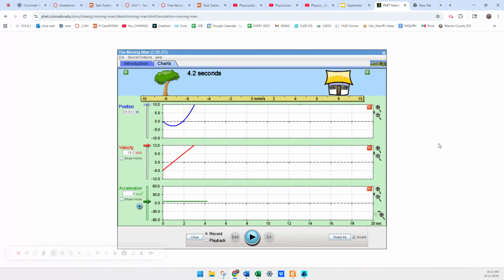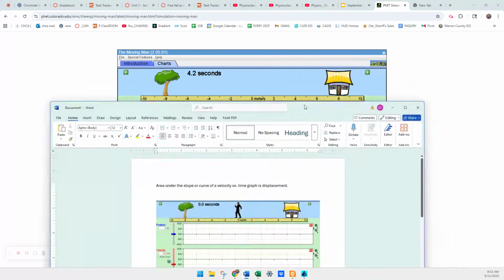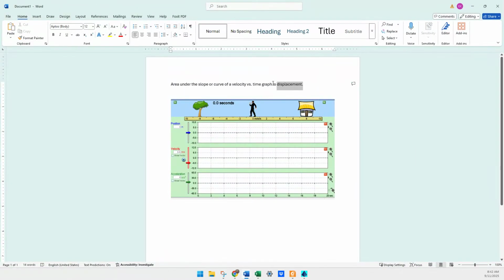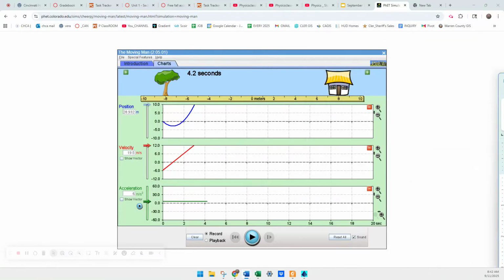All right, so the purpose of this video is to talk a little bit more about displacement and the area under a curve when we're dealing with displacement. And so this is kind of the main thing we're looking at right here. The area under the curve of a velocity versus time graph is displacement. And so I want to try to do a couple of things with that.